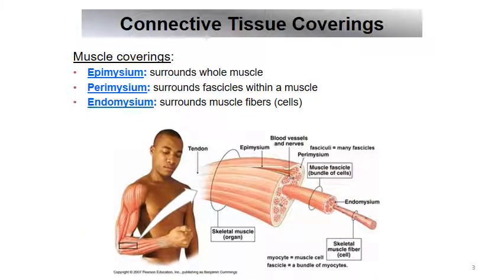This slide is showing us the structure of a muscle. And so what we're seeing here, this whole thing is one skeletal muscle. And this is showing how a skeletal muscle is covered by this connective tissue called the epimysium. So the epimysium allows for the protection of the muscle. Okay, so we're going to underline here, surrounds the whole muscle.